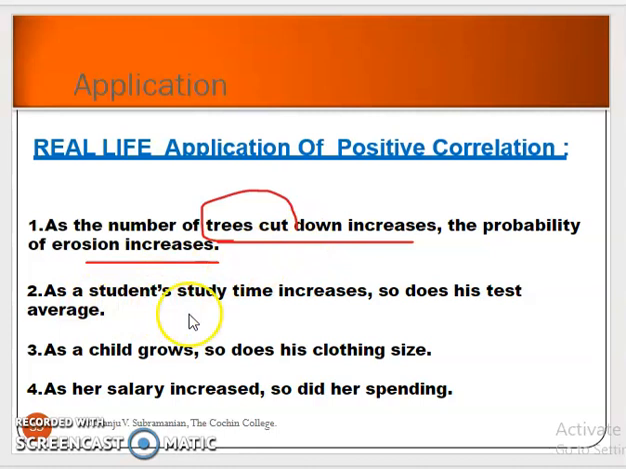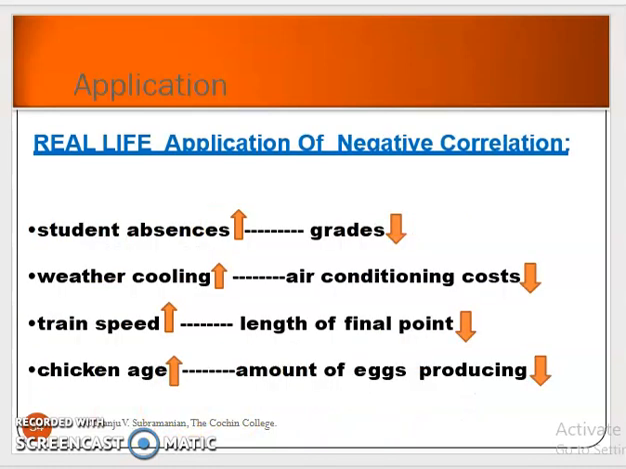The second example is, as a student's study time increases, so does his test average. If we increase the time a student studies, it doesn't necessarily mean that the student will score more marks. Then, as a child grows, so does his clothing size. That is a positive correlation. Then, her salary increased, so did her spending. So these are all dependent variables.